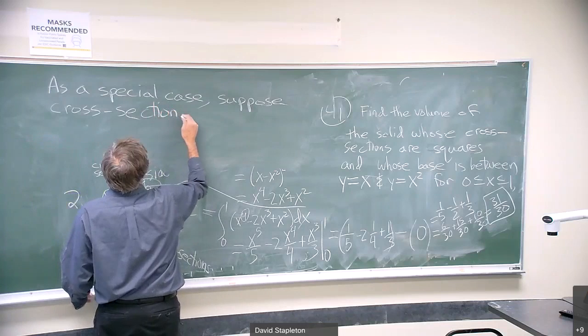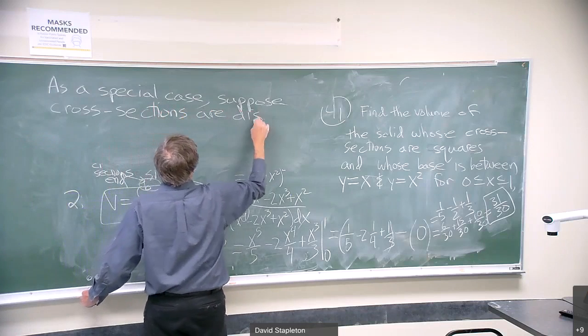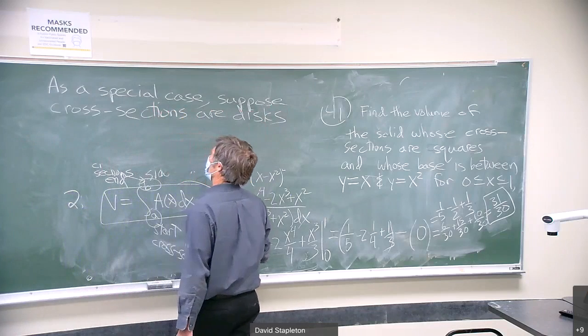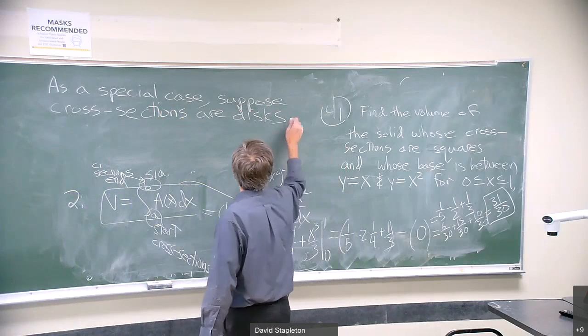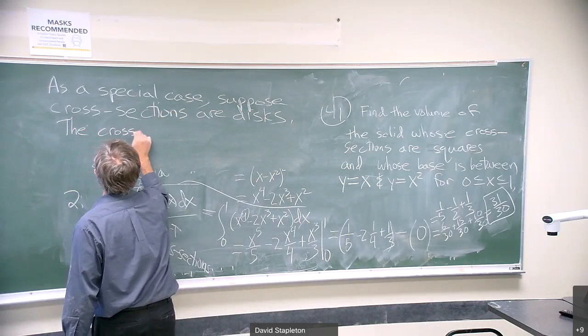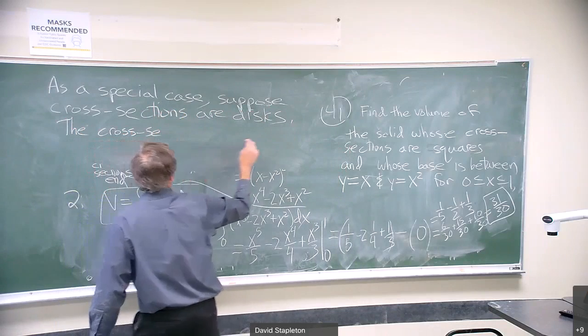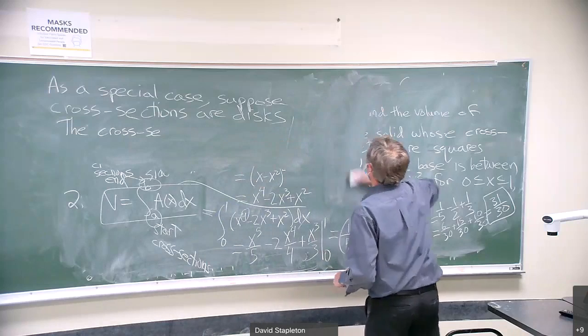Right? Suppose cross sections are discs, like a circle and its interior. Then what do we get? The cross section formula. And suppose there are discs of radius r of x at each x.